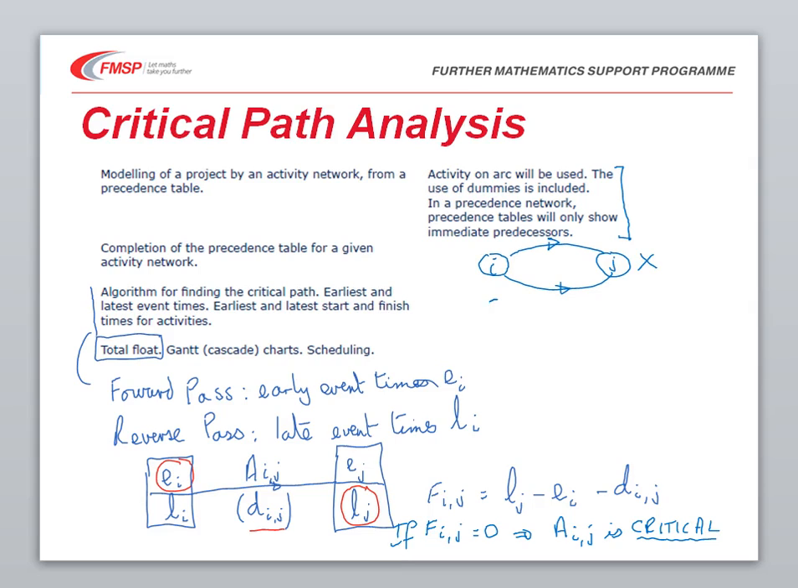So we have to put in a new event to show this precedence. And what we're saying then is that we can go from I to J with our two different activities, but then we want to link those two together.